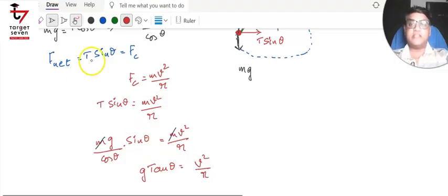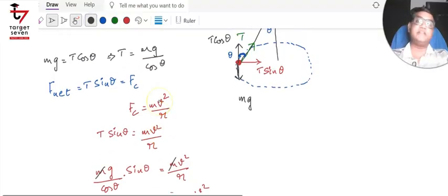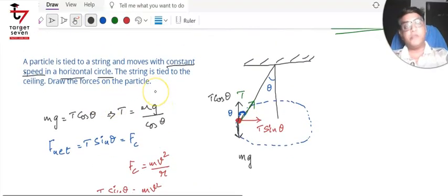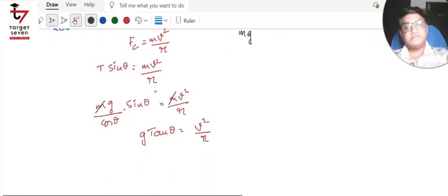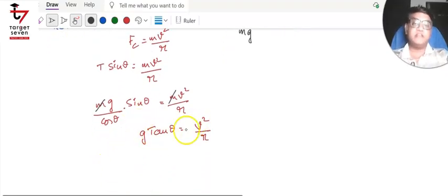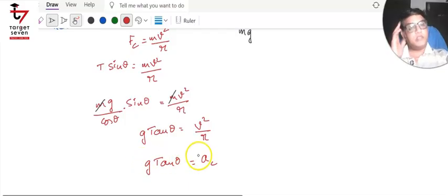Now all of this has not been asked of us in the question given. We are only extending this forward and trying to understand the more intricacies of this particular question. V squared upon r, we pretty well know, can be considered as the centripetal acceleration. Therefore, centripetal acceleration is equal to g times tan theta. I hope all of you understood how to solve this question.